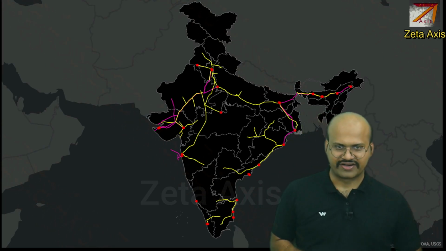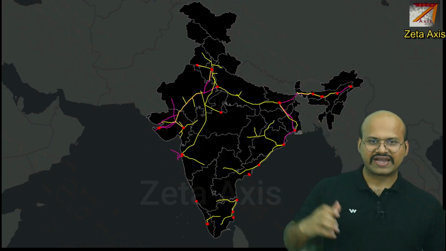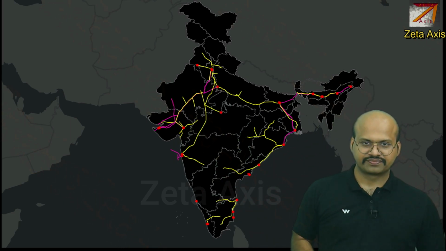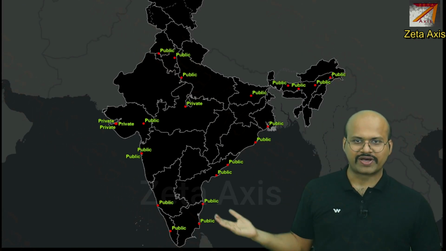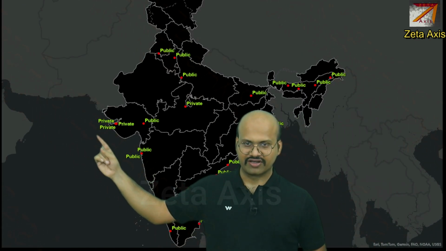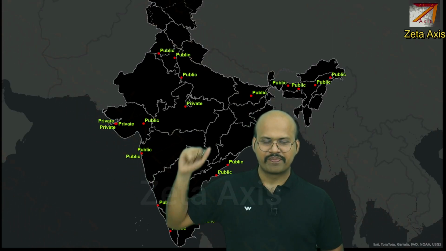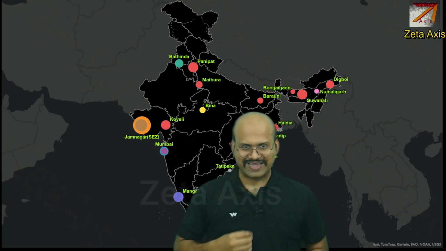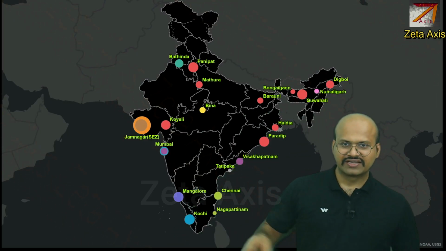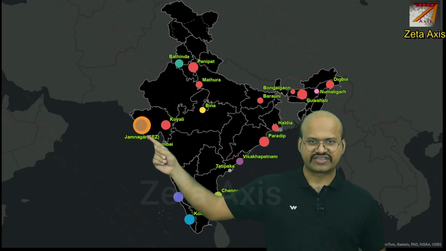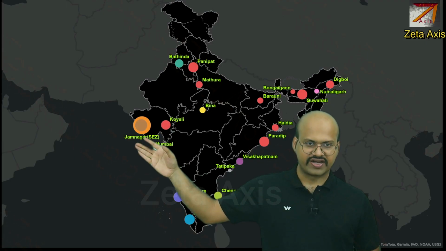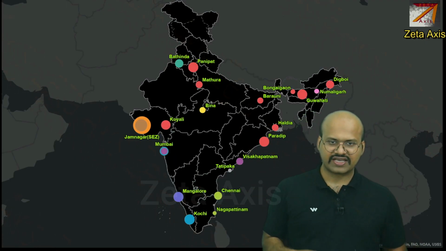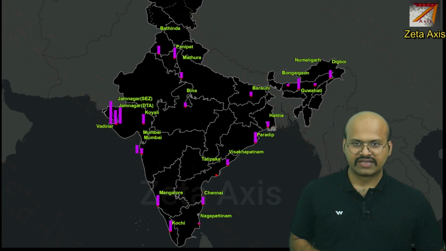Now each of these refineries is connected through a national pipeline grid. If we see the nature of those refineries, we can see that most of them are public. However, in Jamnagar all the 3 refineries are private, and in Bina it is also private. If you see the capacity of these refineries, we can see that the refineries at Jamnagar have the highest capacity. Here there are 2 very big refineries, and they are currently Asia's, as well as I think the world's, biggest refinery.